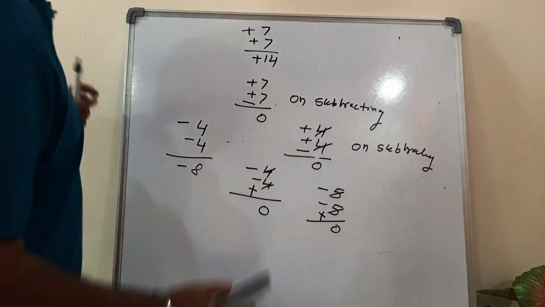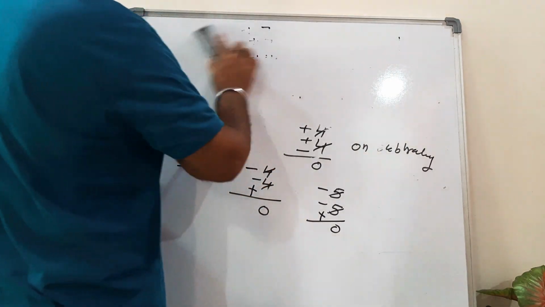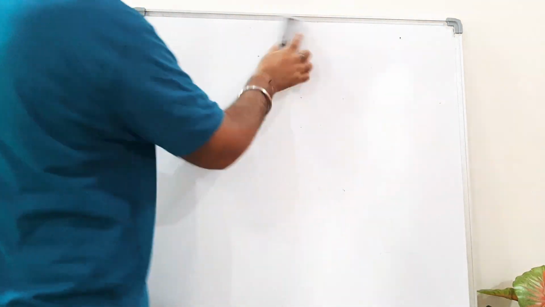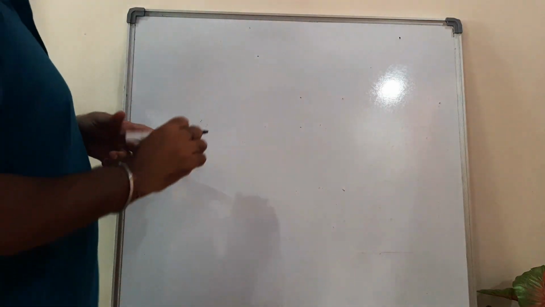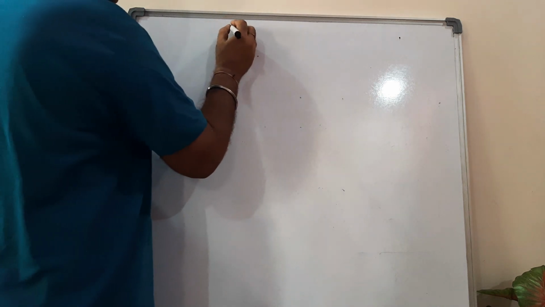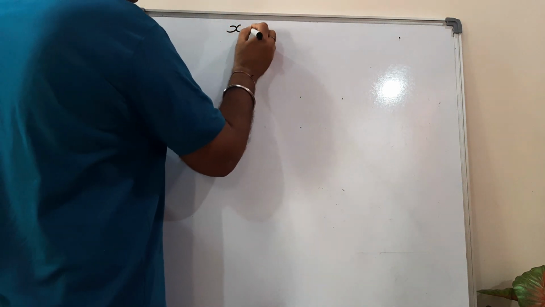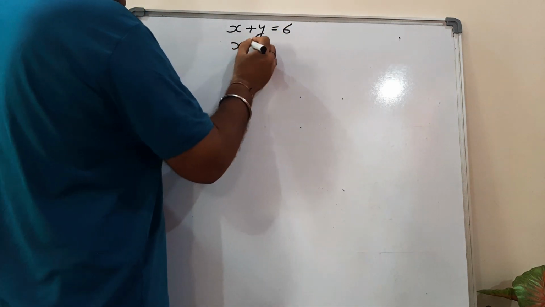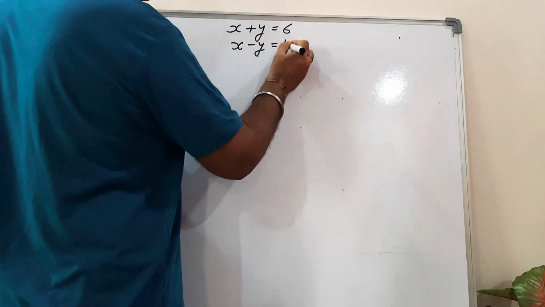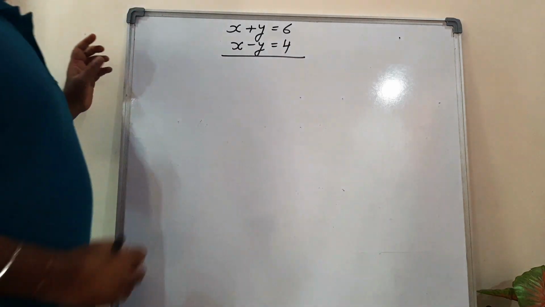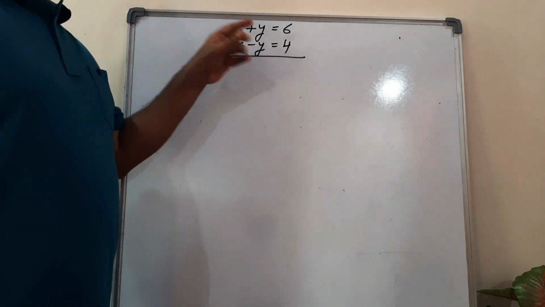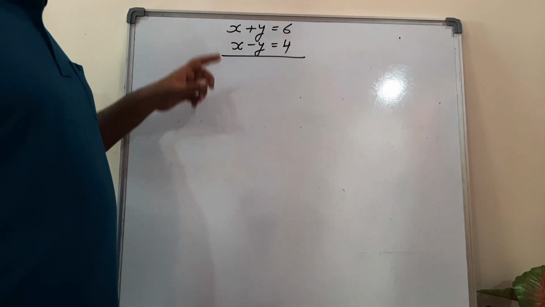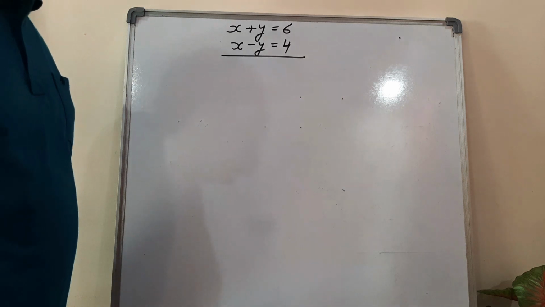Now I am going to tell you how to solve the linear equation. Let us see. How to solve the linear equation. Suppose x plus y is equal to 6 and x minus y is equal to 4. These are two equations in two variables, a pair of equations. One equation is x plus y is equal to 6 and the other is x minus y is equal to 4.